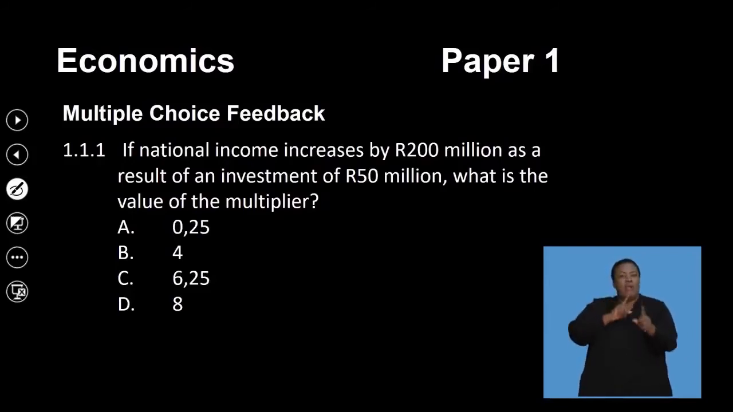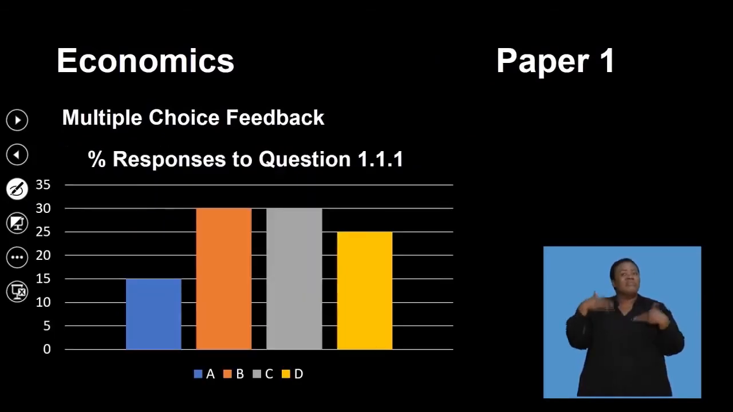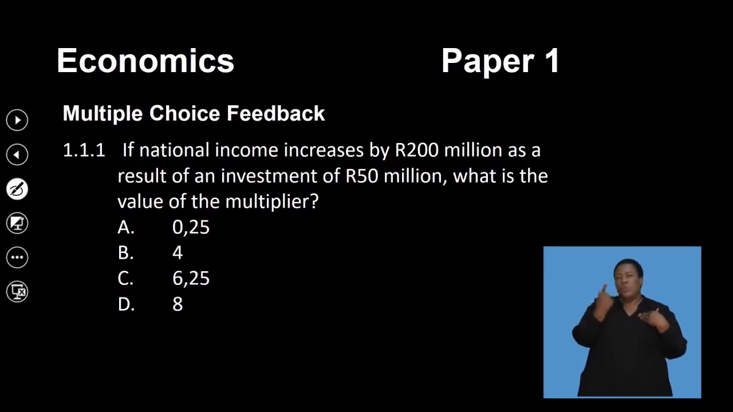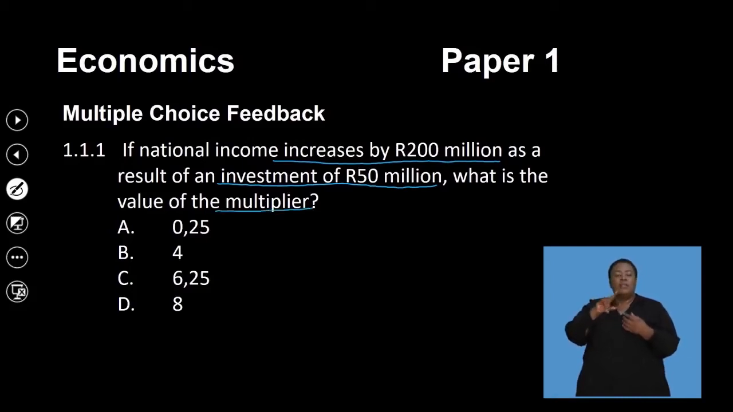The response was very overwhelming, and I'm just going to look at one of the questions with you guys. Question 1.11 said, if the national income increases by 200 million as a result of an investment of 50 million, what is the value of the multiplier? This is one question where we got some confusing answers from you guys. So I'm going to do it again with you.